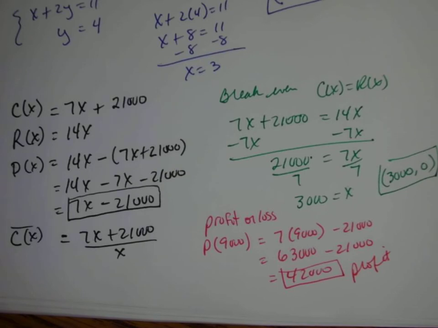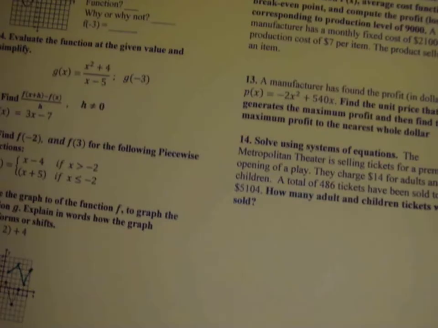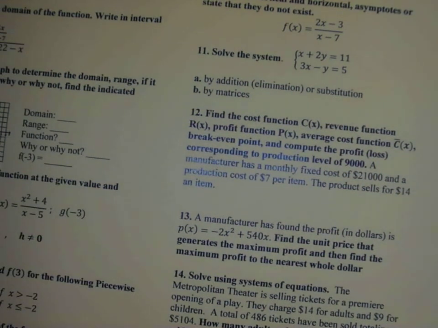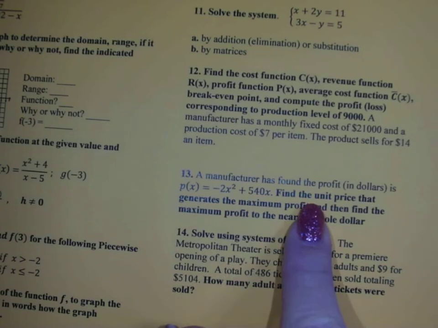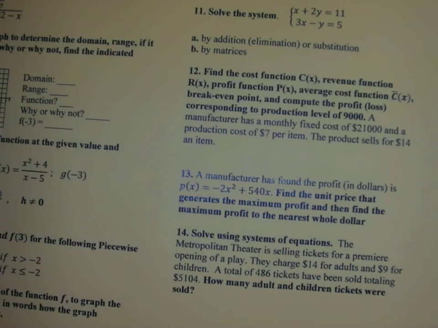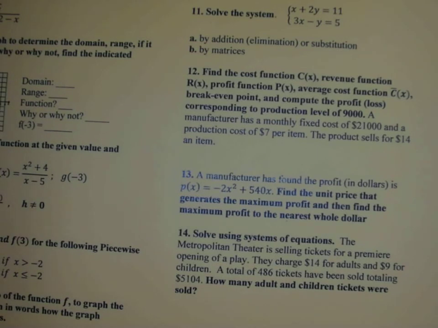All right, our next problem, we are doing some manufacturing. They found the profit in dollars is P of x equal to this. We need to find the unit price that generates the maximum profit, and then find the maximum profit to the nearest dollar. All right, so if we're talking about minimum or maximum, we are talking about the vertex again.